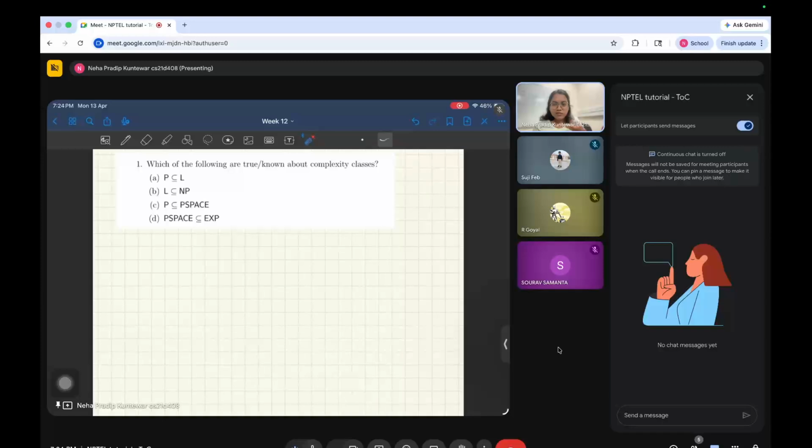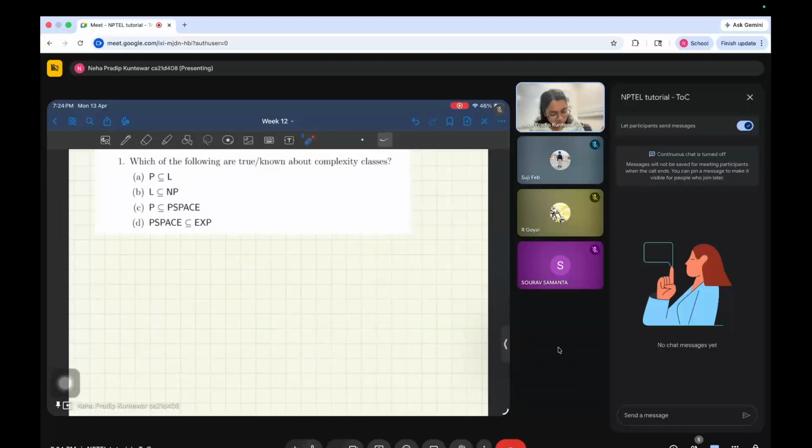Okay. So based on the discussions, which of the following are true? Or okay, by true we mean something that's known to be true, because some of these things we may not even know, and we may not know answers to some of these at the moment.